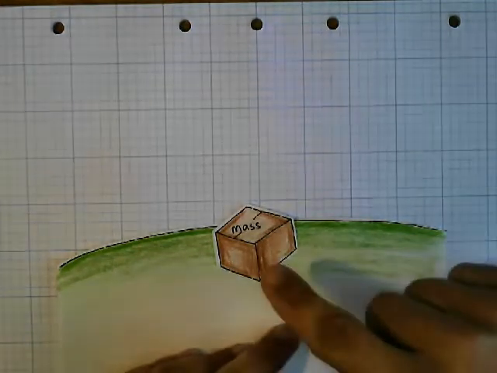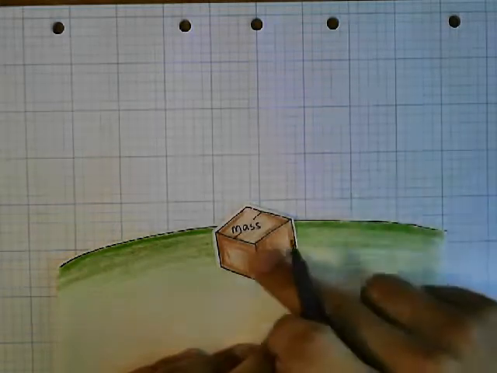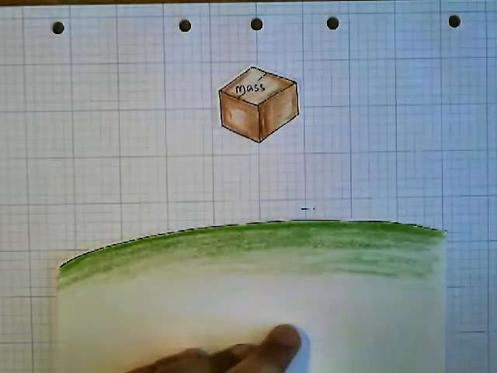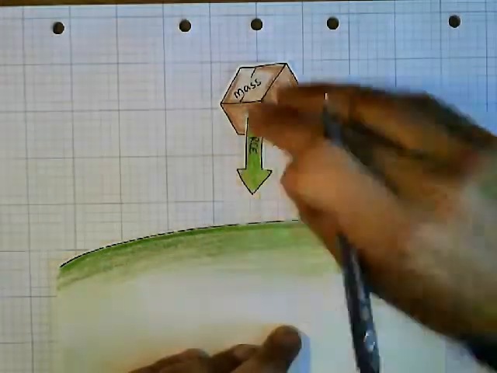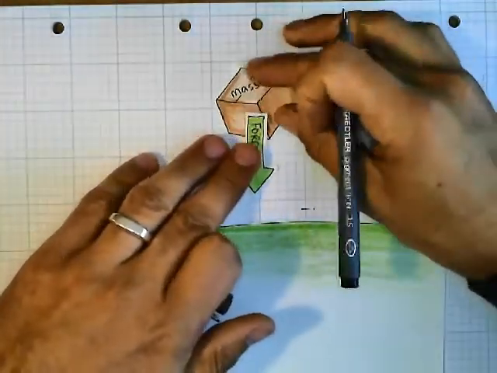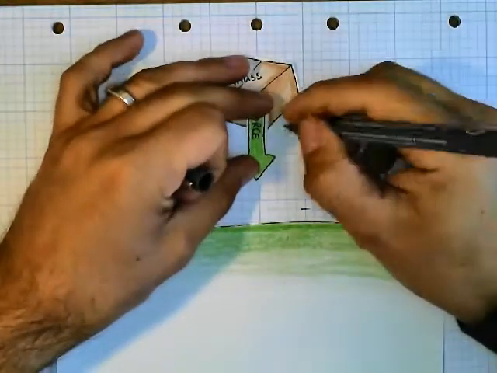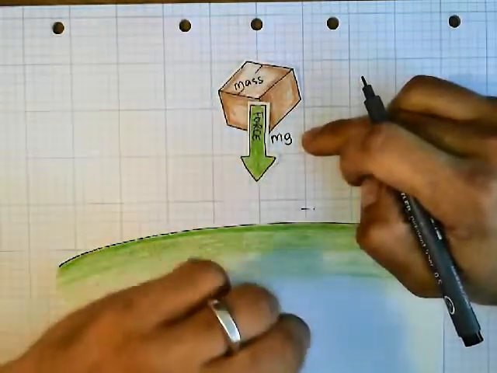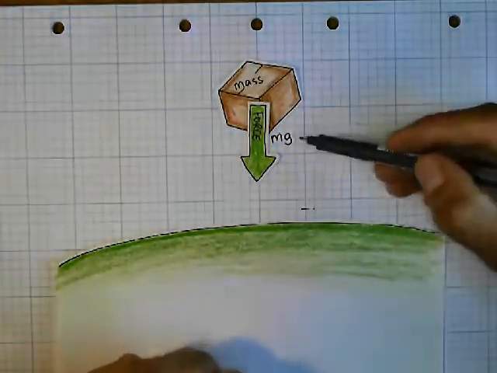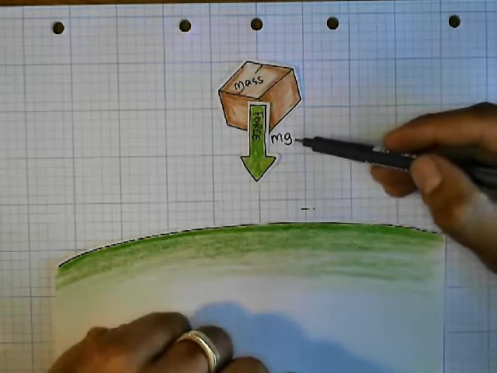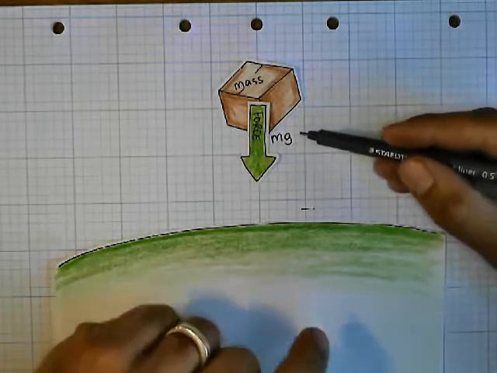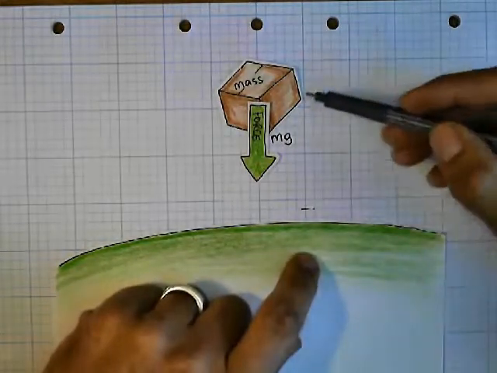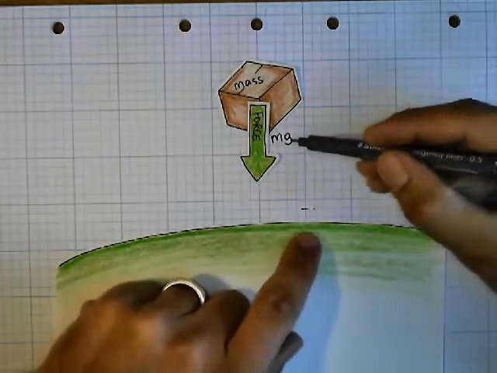The work you do in lifting the object up is equal to the force that you overcome, which is the weight of the object calculated by multiplying its mass by the gravitational field strength, g. You probably know g as gravity. This little g actually stands for gravitational field strength. Calculating the gravitational potential energy.